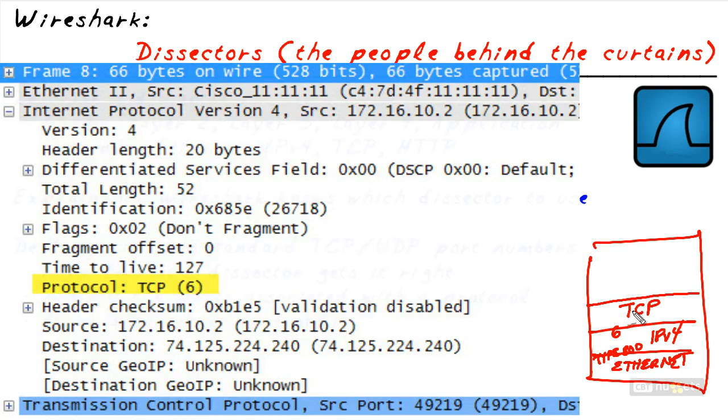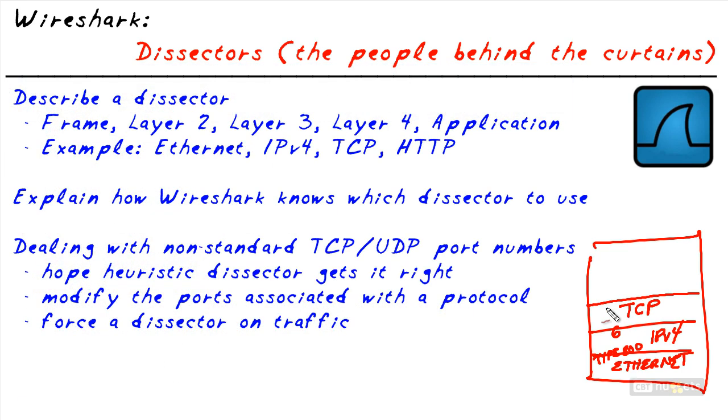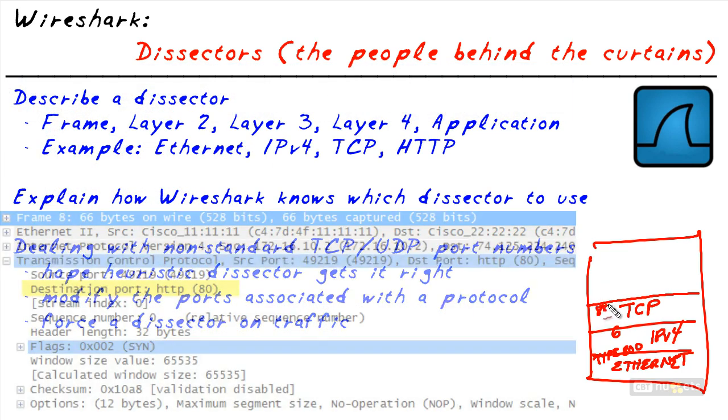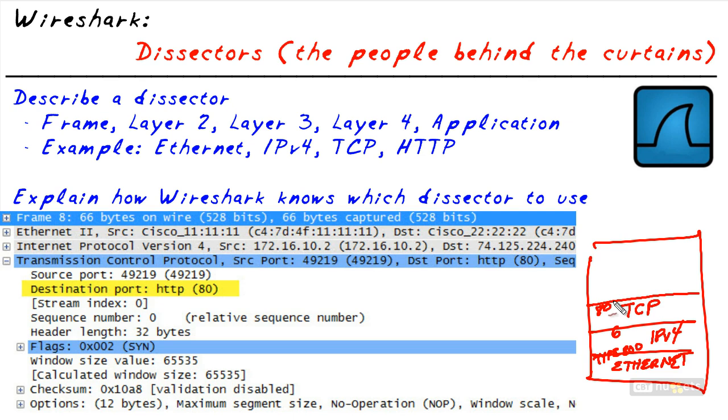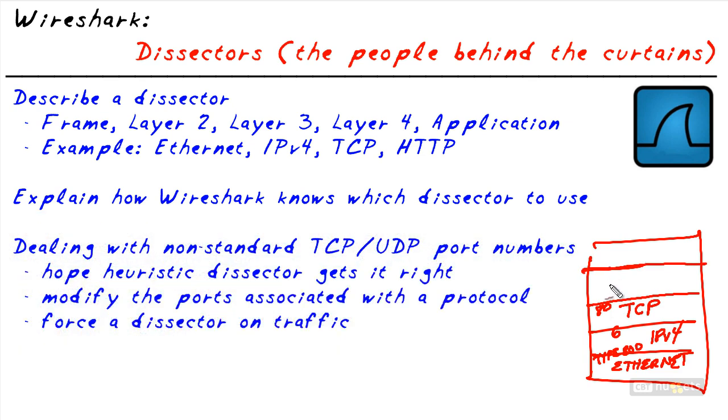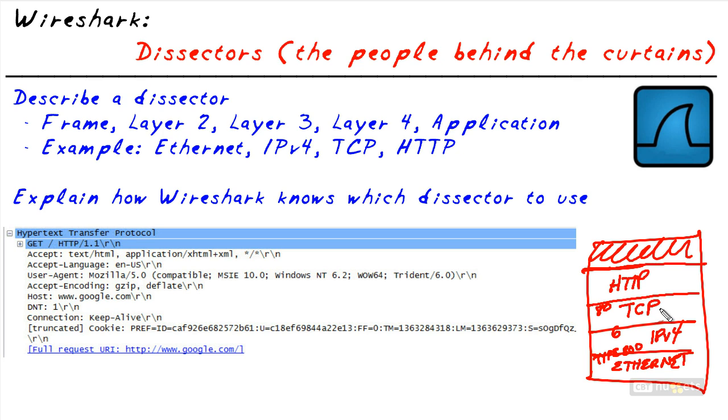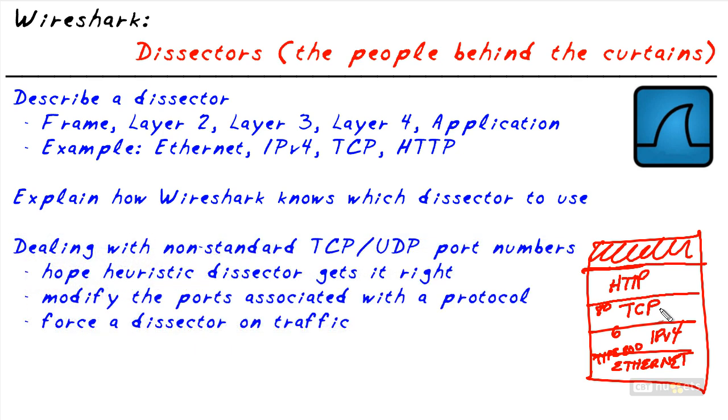And at layer 4, the actual ports involved, for example, the well-known port for HTTP is 80. If port 80 is in use, the dissector it would call for the application layer would be HTTP. And that, my friends, is how the correct dissector can be selected based on simply looking at the various fields. And that's how the correct dissector is chosen, simply by looking at the clues, if you will, that have been left in each of the layers of the protocol stack that we're looking at.